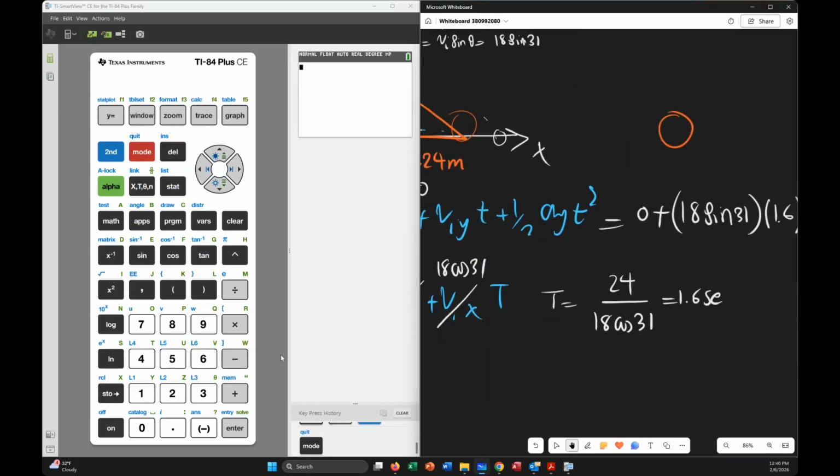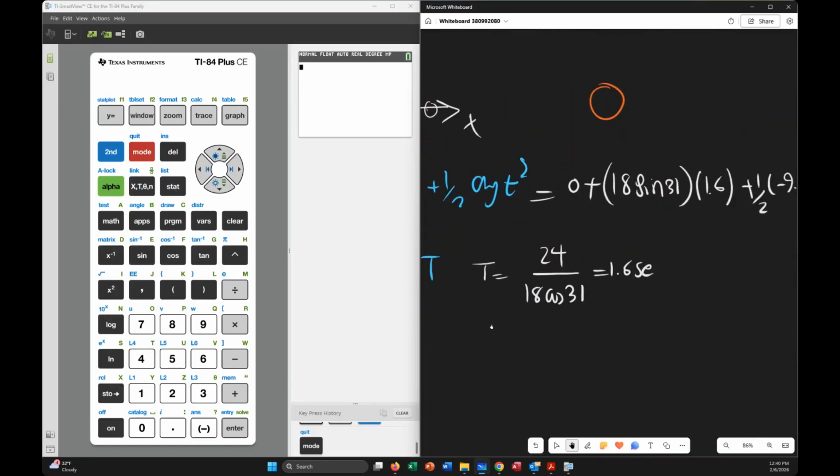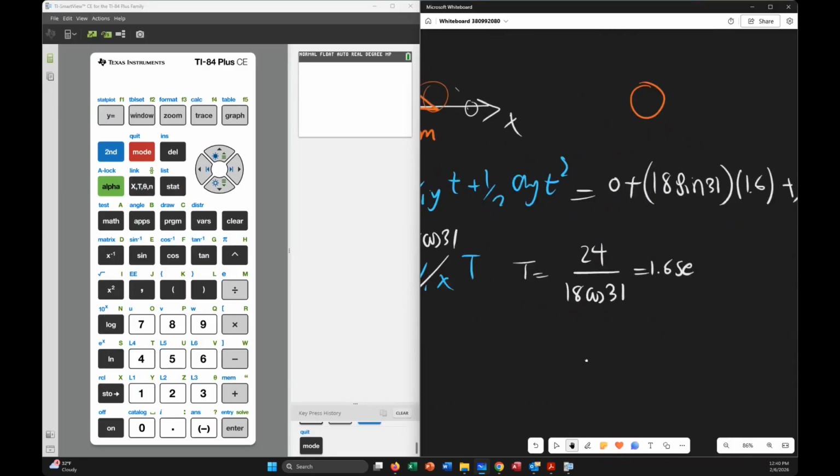How much did you get? 2.5? But my x value that I got was 1.1. So 1.6. Oh, for the cosine, you got a different time? Okay, let me just redo this.